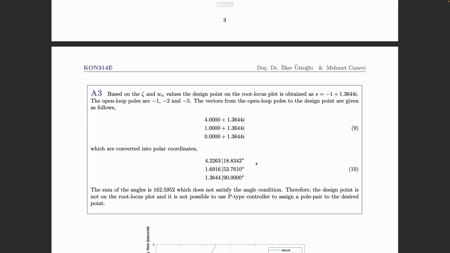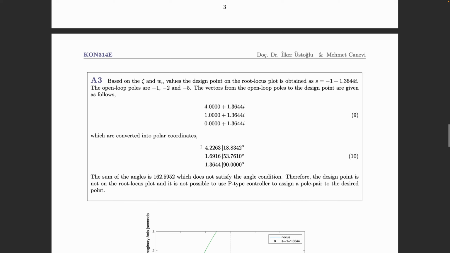The third question was about the P-type controller. Let's design a P-type controller that goes through a certain point that is going to be this, because this is the solution to P_DS, the desired polynomial. Now, from each open loop pole to this point, we have calculated the difference vectors. We've converted them into polar coordinates, and that's actually it in order to design a controller using the angle and gain conditions, because you sum the angles, and if it's satisfying the 180 degrees property, then you can just multiply them and you have the gain.